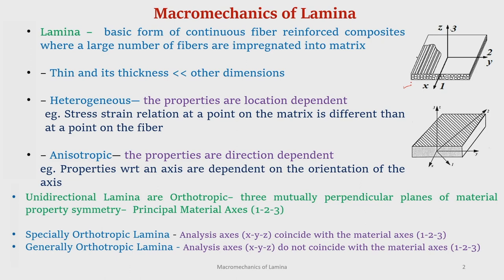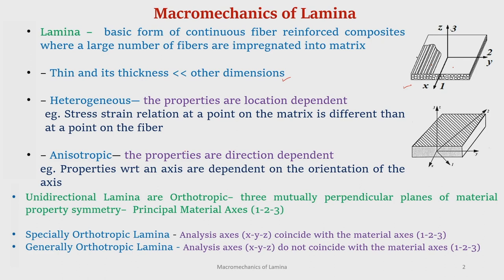And we understood that lamina is very thin and its thickness is much smaller compared to its other two dimensions, okay. Also importantly, lamina is heterogeneous because naturally it consists of two constituents, fiber and matrix, whose material properties are different. What is heterogeneous? Heterogeneous means the properties are location dependent. Therefore, suppose I randomly put the tip of my pen on the fiber, then the material properties are different compared to if it is on the matrix. So the stress strain relation at a point on the matrix is different than that at a point on the fiber. Therefore, it is heterogeneous, okay.